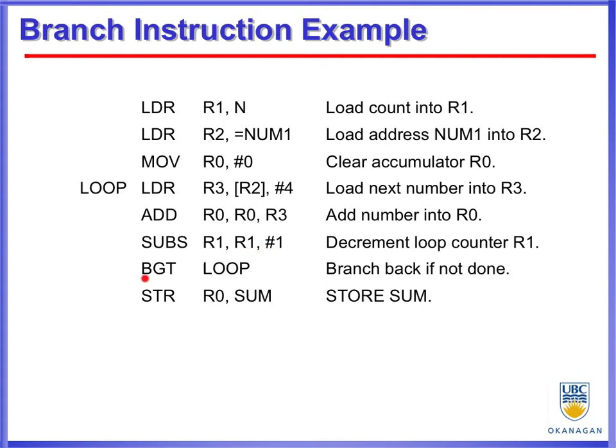Then we're going to branch if greater than to loop back up here. If we haven't reached the end of our list of numbers, we want to go back, get the next number, add it to the running sum, and just keep doing that. This branch greater than is going to look at what happened before, and what happened before was we subtracted 1 from R1. So if whatever was in R1 was greater than the number 1, this is going to be true and it's going to branch.